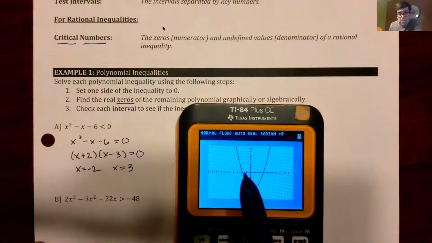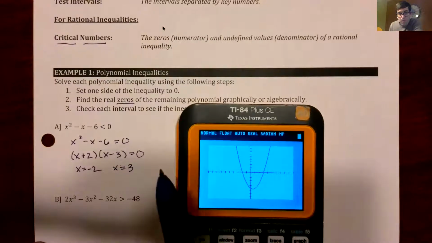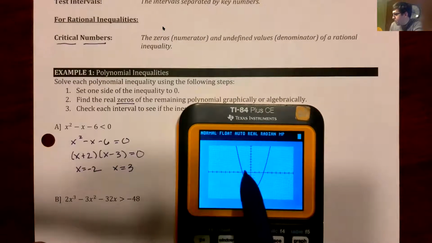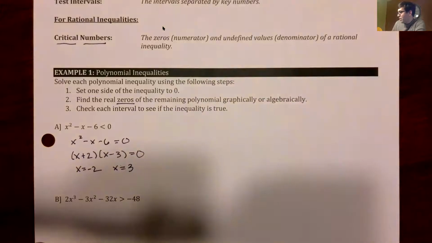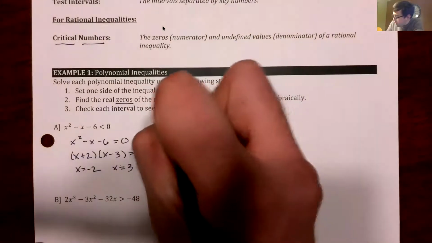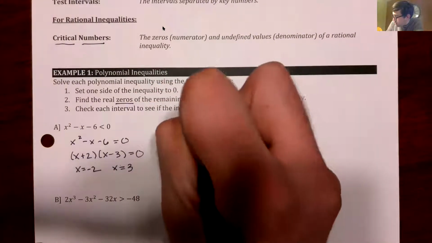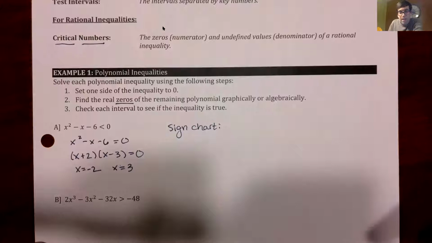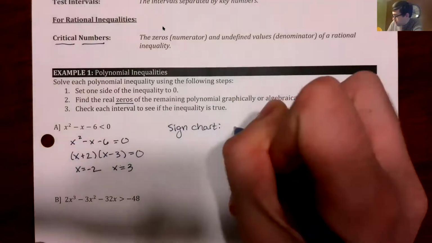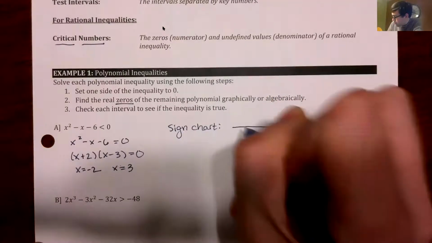So we can already tell based off this graph that our final answer is going to be between -2 and 3. That's when our curve's below the x-axis. But we're going to do this algebraically. And algebraically, we do something called a sign chart. A sign chart is really important when you get to calculus, so this is going to be a good preview for us.